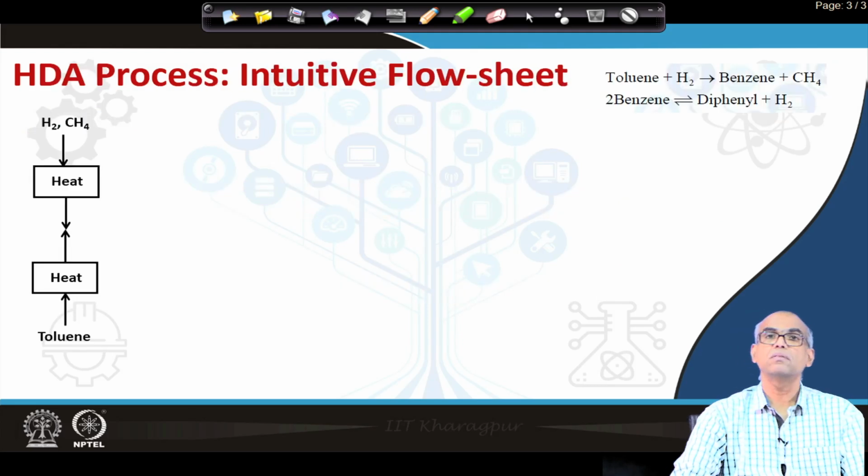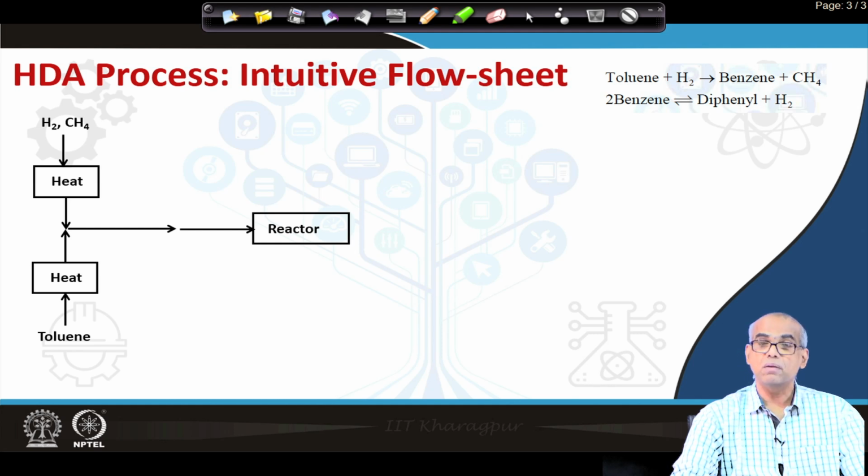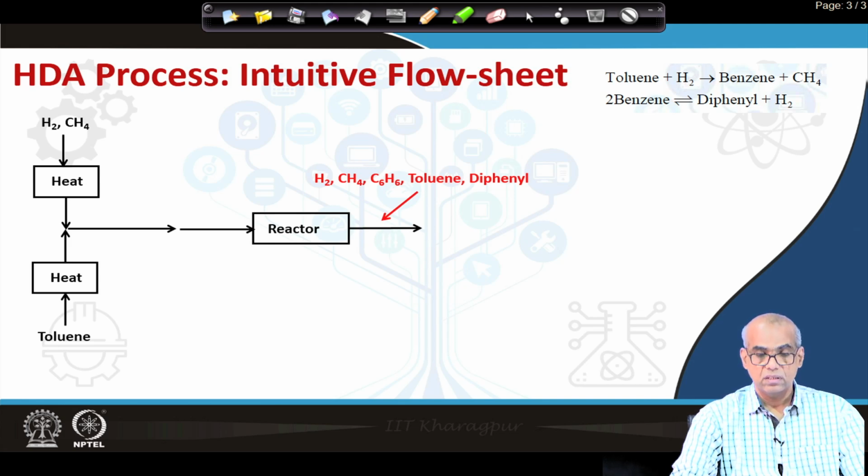Now, on the basis of this, let us develop an intuitive flow sheet. So, hydrogen and methane are heated. Also, toluene, which is a liquid under normal condition, is heated to vaporize and also heated to raise the temperature. Then these are mixed and fed to the reactor. So, the stream that comes out from the reactor, the effluent stream, will contain the desired product benzene, the undesired byproduct diphenyl, and also hydrogen, methane and toluene.